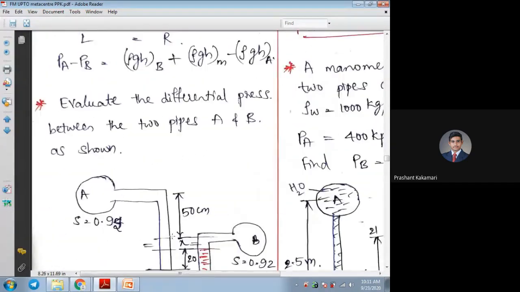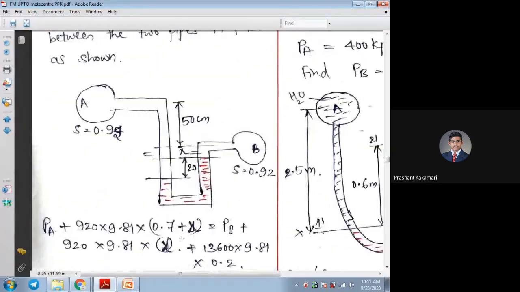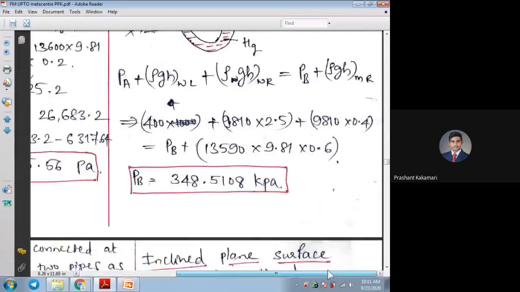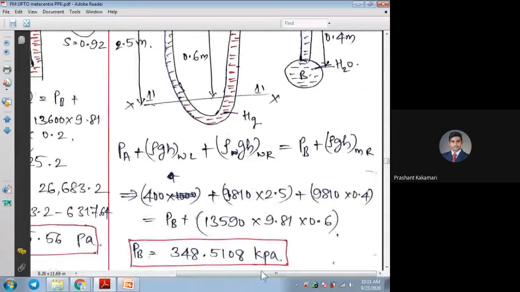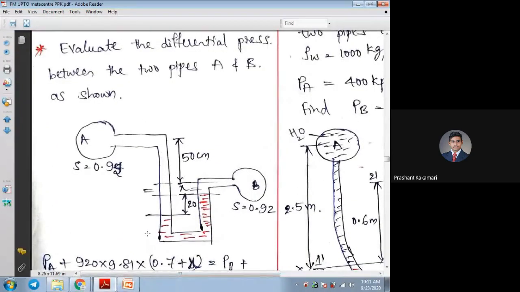Okay, we'll take differential manometers, one of the types. We'll take this type, as you can note down. Evaluate the differential pressure. Whenever two pipes are connected with a U-tube, that is called a differential manometer, because in this type of manometer, the difference of pressure at pipe A and pipe B makes the manometer show some reading.